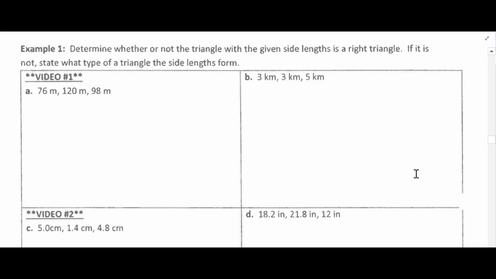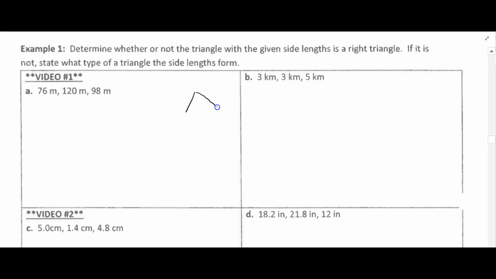Alright, we're continuing in Chapter 9 with Section 9.2, the converse of the Pythagorean theorem. And as I mentioned in the last video, when I'm working on problems like this, it says determine whether or not the triangle with the given side lengths is a right triangle. If it is not, state what type of triangle the side lengths form.